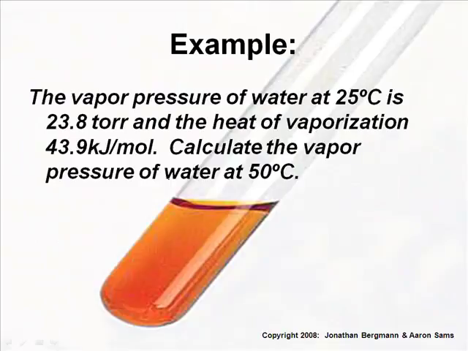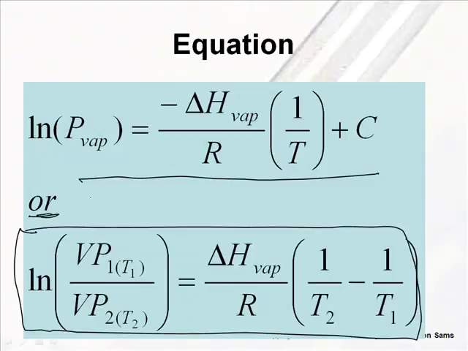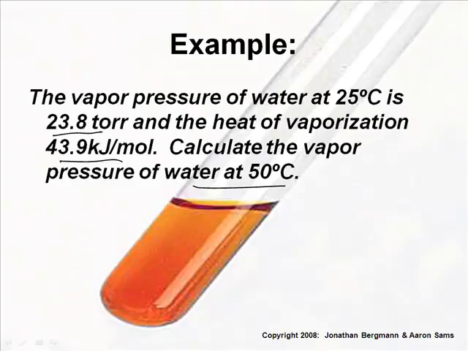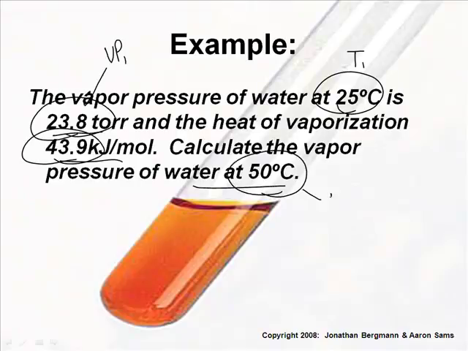All right, so now let's do a mathematical example. If you've got a vapor pressure of water at 25 Celsius of 23.8 torr, and the heat of vaporization is this number, what is the vapor pressure of water at 50 Celsius? We're going to use this second equation, the Clausius-Clapeyron equation, which is really the more important equation. You basically have two temperatures and two vapor pressures. So 25 degrees Celsius I'm going to call T1, 23.8 I'm going to call VP1, the heat of vaporization is given to me, and then this is going to be T2.